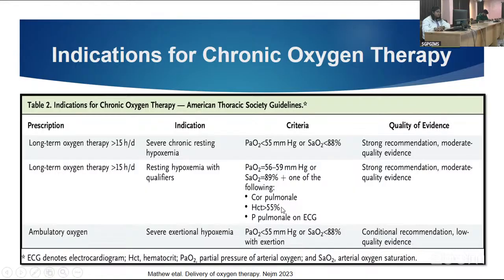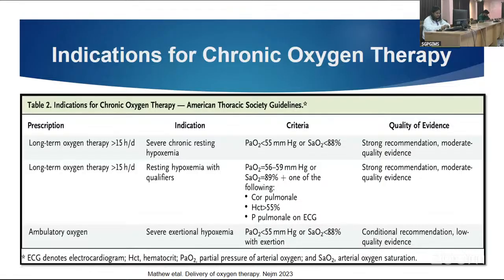And in ambulatory oxygen, the indication includes severe exertional hypoxemia. In that case, the criteria is PaO2 less than 55 mmHg or saturation less than 88%. But the condition here is with exertion. So in this, a conditional recommendation is given, as to whether we really need to provide oxygen therapy to this patient or not.